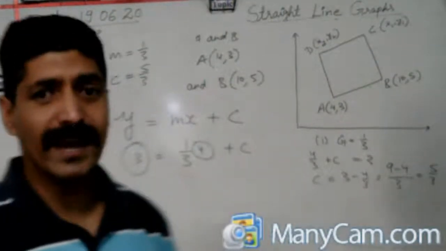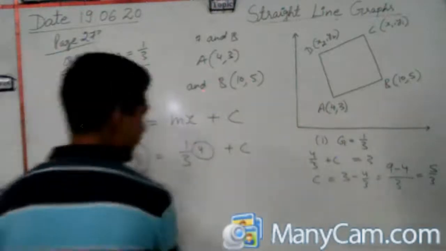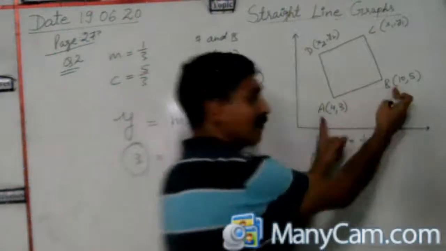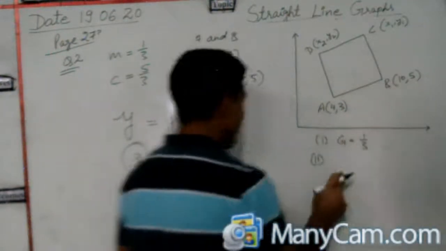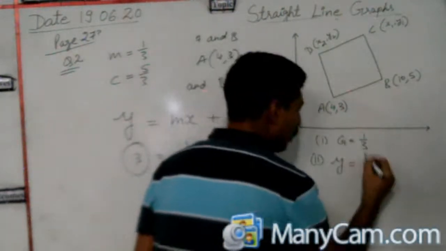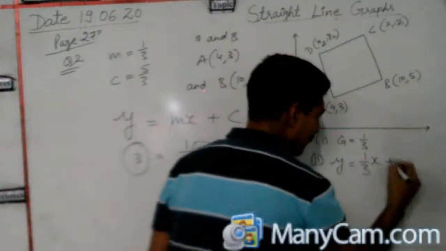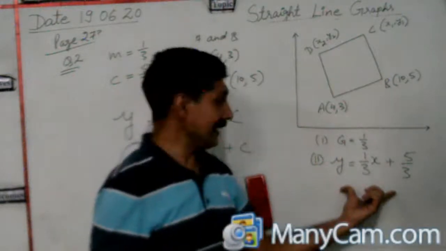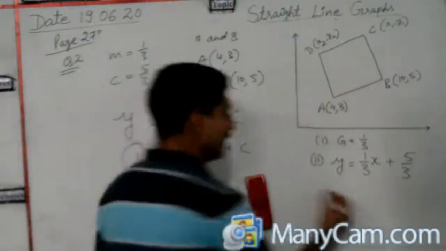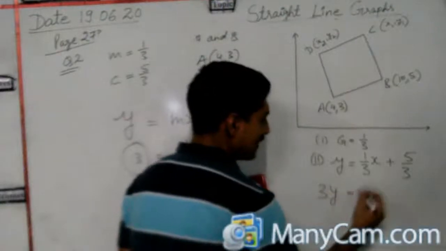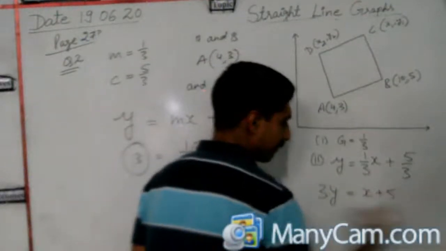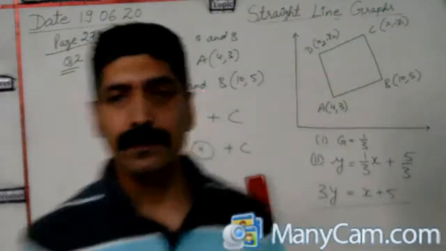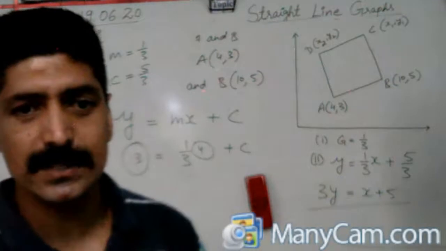So we have the equation of line. That second part, the equation of line which is passing through these two points, is y equals 1/3 x plus 5/3. Or in another way, we can write 3y equals x plus 5, just taking the LCM and cross multiplying the 3 to that side. So this is the second part.